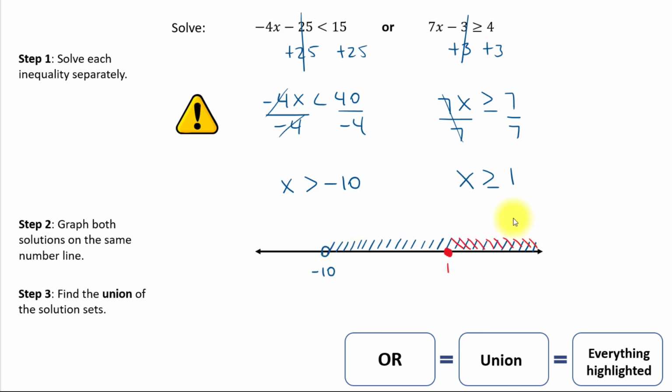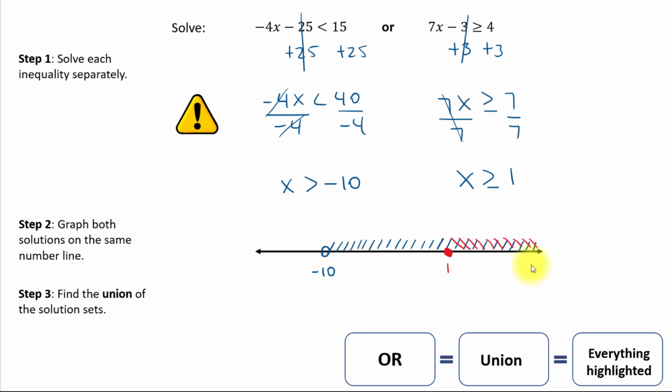So everything that's highlighted is going to be a part of the solution. And I don't care if it's double color or single color. If that portion of the graph has some kind of color, it's going to be a part of the solution. And here I can see that everything to the right of negative 10 is highlighted. So that's going to be the solution.